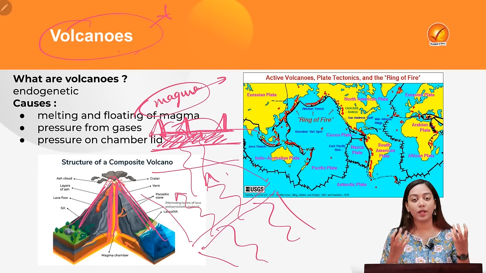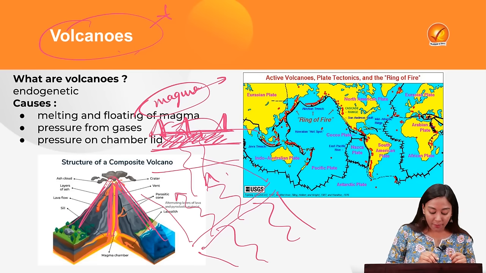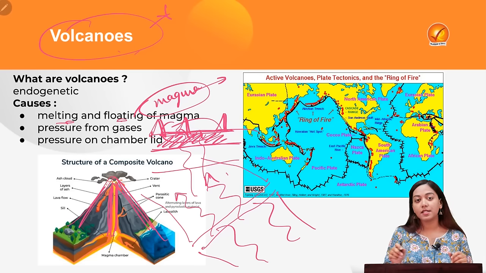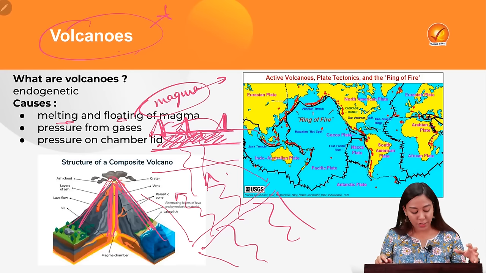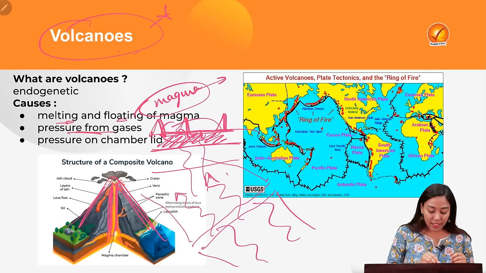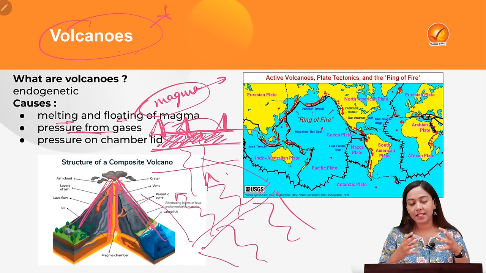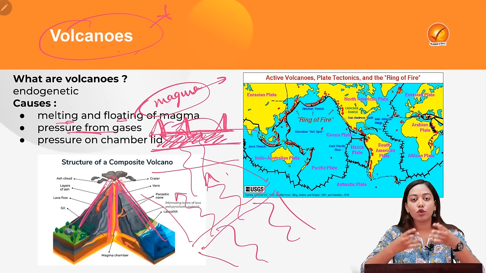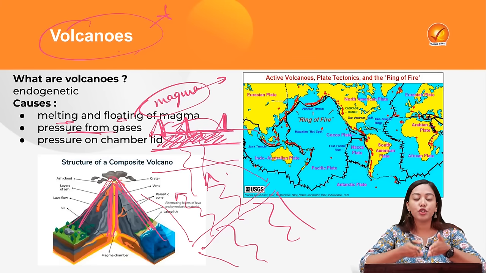How does it take place? Well, the source chamber is your magmatic chamber. So magma melts and floats because it is subjected to heavy temperature and pressure. Then because there are a lot of gases inside it, like a hot boiling pot, the gas naturally tries to push this entire magma upwards.